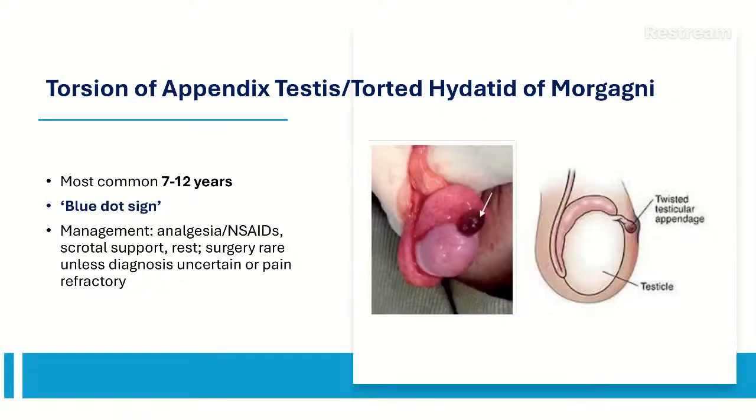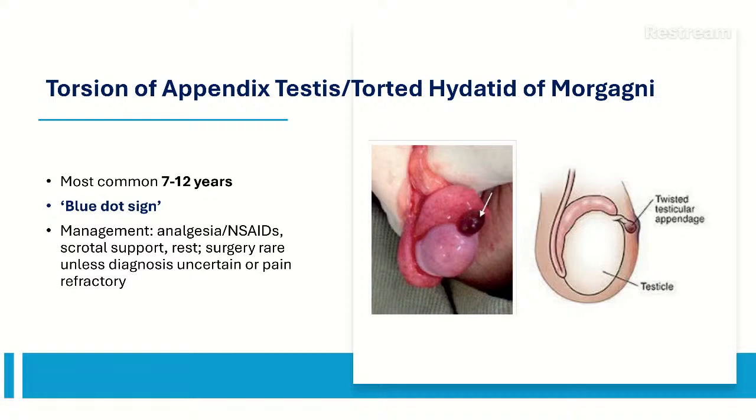Okay, so I thought I'd mention torsion of the appendix of the testes. This can sometimes come up in MCQs, and it's typically stated like a blue dot sign. So as you can see, there's like an appendix of the testicle there, and that can twist, and you get a blue dot sign. Management is different to torsion.